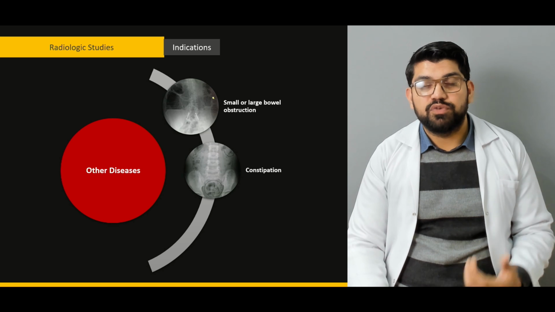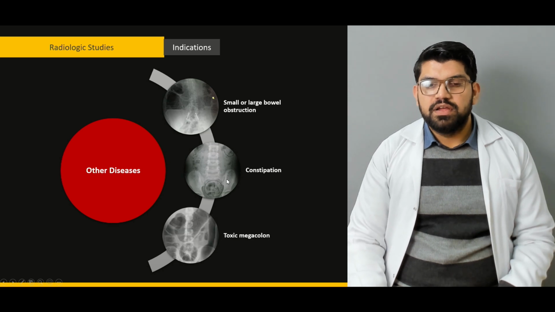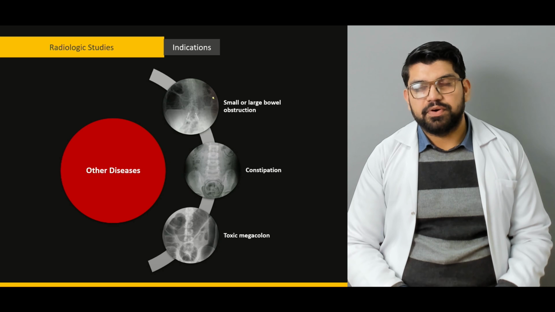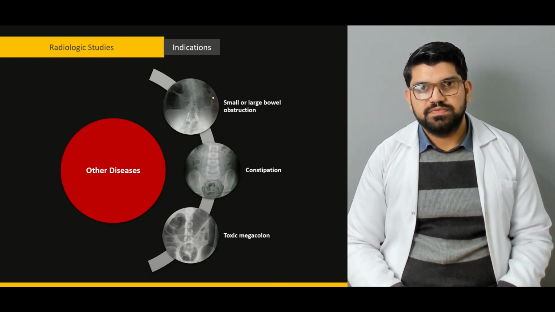Constipation, look for fecal impaction. As you can see here, this is fecal impaction, the stool that's encircled in this diagram. Look for toxic megacolon. Very, very important. These need radiological studies.